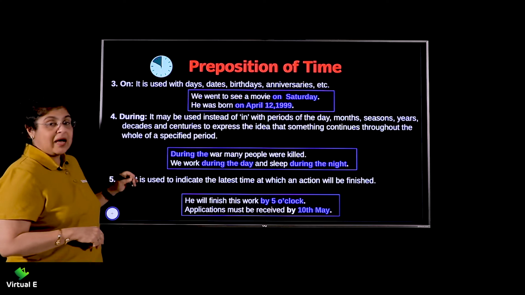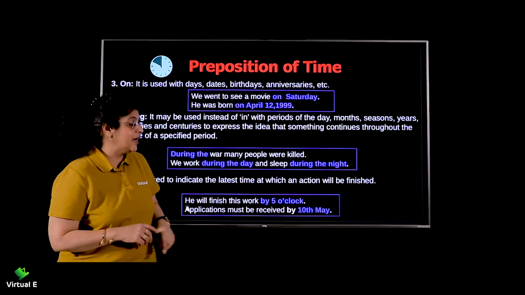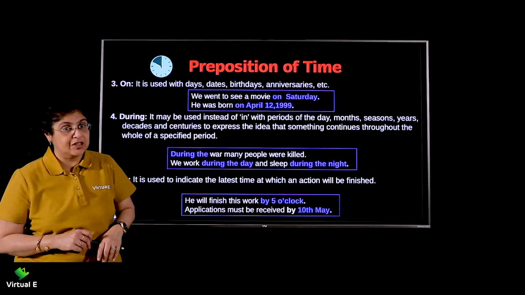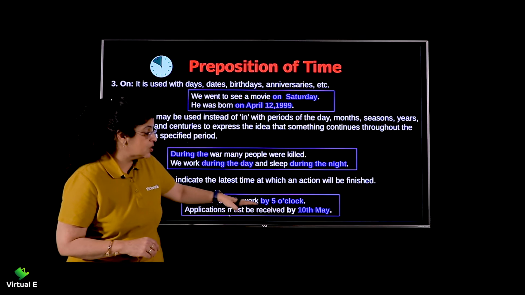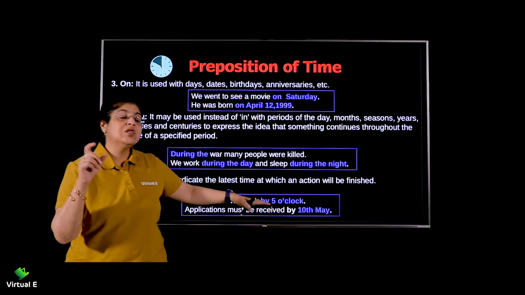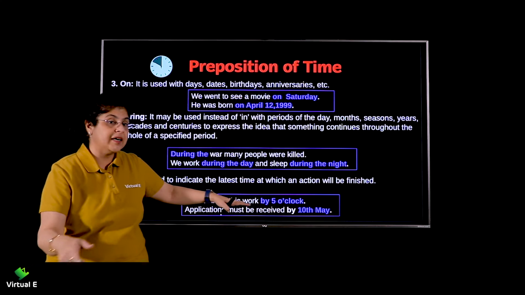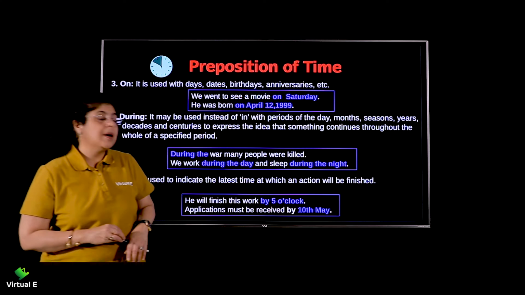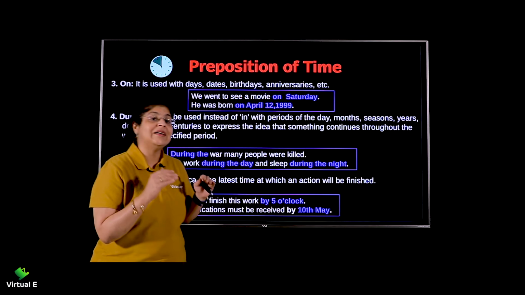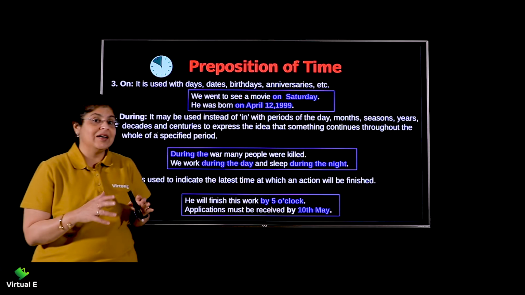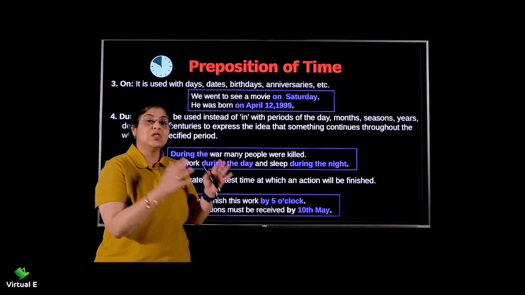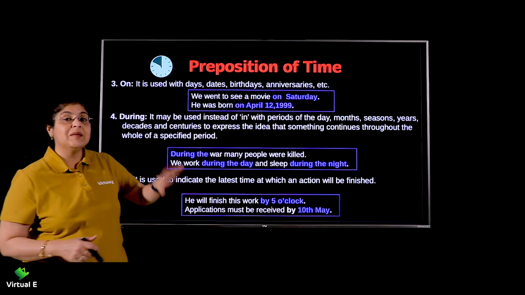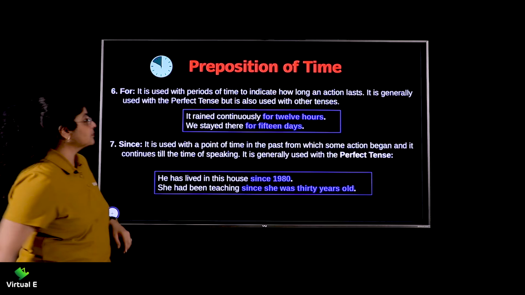Yes. Now by. By is used to indicate the latest time at which an action will be finished. That means he will finish this work by 5 o'clock. So that's the limit. By so and so time, I will be done. Applications must be received by 10th May. You are giving a deadline sort of. That's a deadline. So by so and so day, by so and so time, kindly make sure it is done. So the by is your limit, the last limit basically.